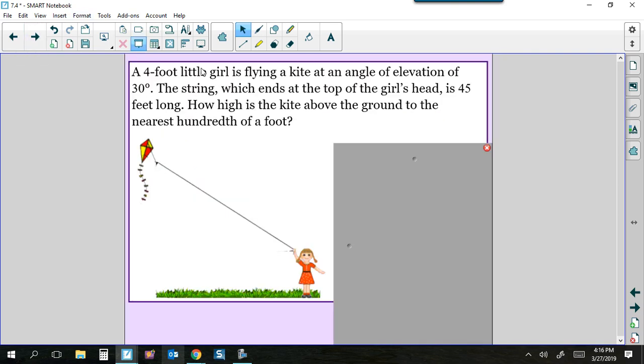All right, and the last problem. We have a 4-foot little girl. She's outside flying a kite at an angle of elevation of 30 degrees. The string, which ends at the top of her head, is 45 feet in length. How high is the kite above the ground?